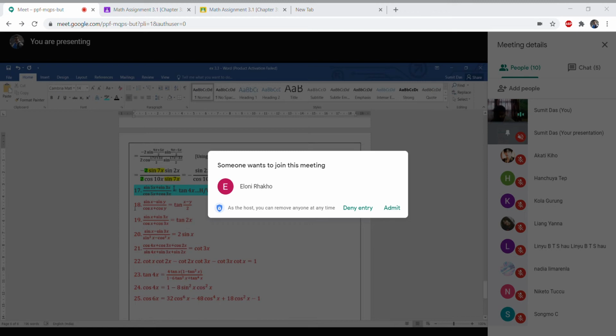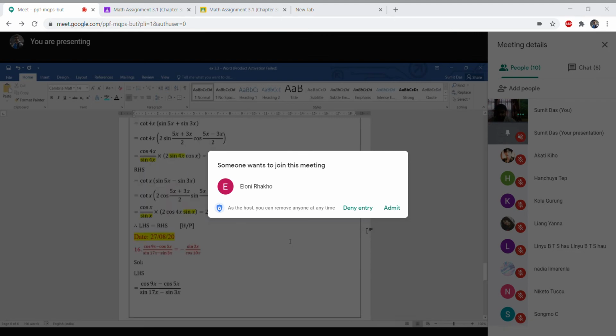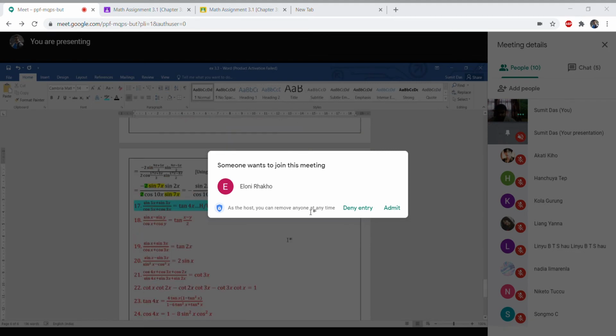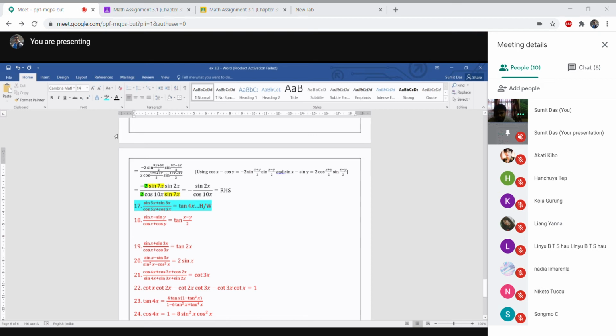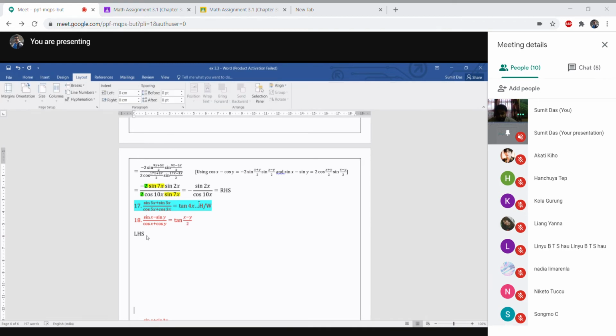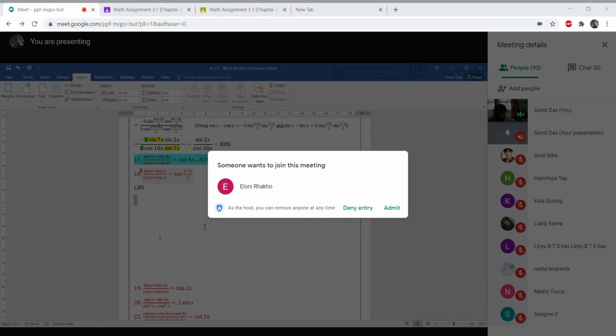Question number 18 also I will give as homework. Question number 19 I will do. Or, question number 18 I'm doing and question number 19 I will give you as homework. Okay. So question number 18, left hand side equal to, just copy this one.